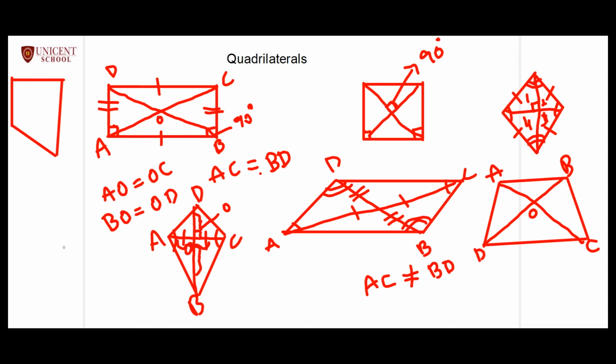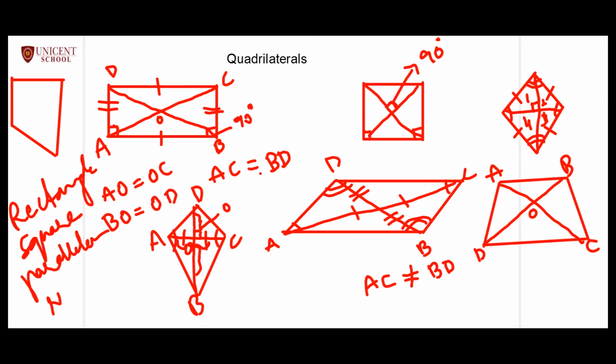And the different types of quadrilaterals are rectangle, square, parallelogram, rhombus, trapezium, and kite.